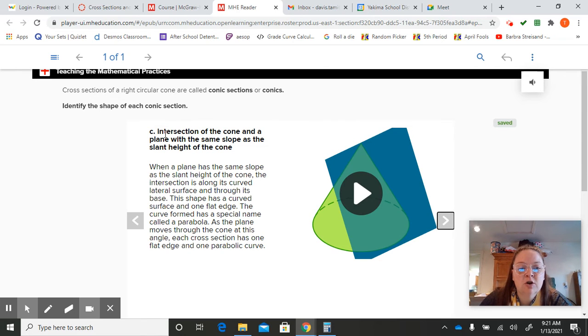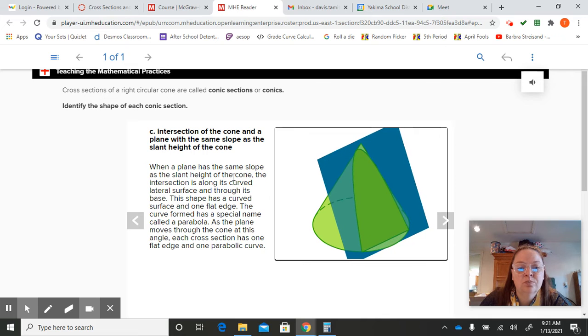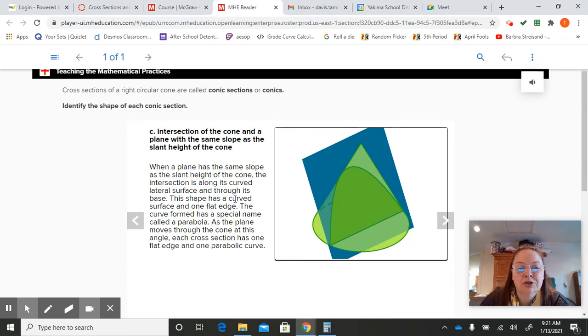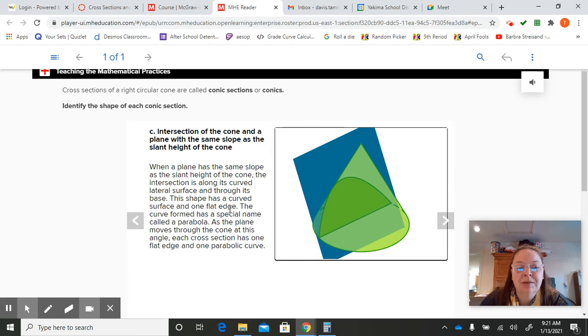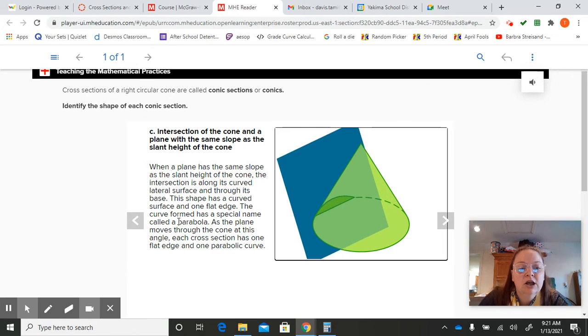The intersection of the cone and the plane with the same slope as the slant height of the cone. So this blue plane is now at the same angle as the side of the cone. When the plane has the same slope as the slant height of the cone, the intersection is along its curved lateral surface and through its base. This shape has a curved surface and one flat edge, just like previously. The curve formed has a special name called a parabola.